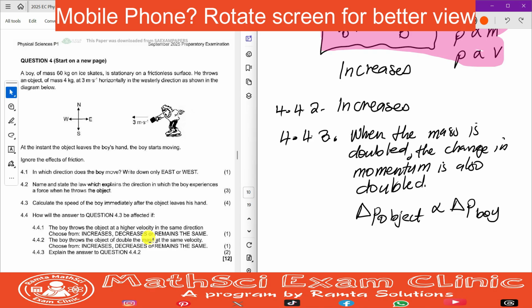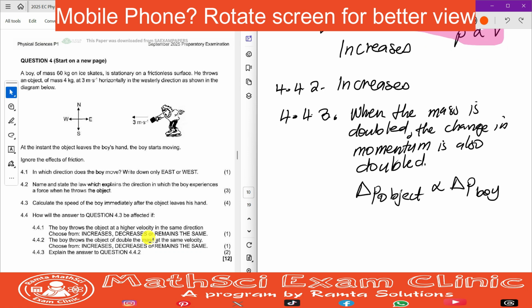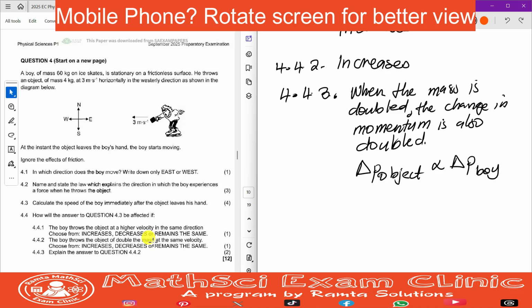Then you say change in momentum of the object is directly proportional to change in momentum of the boy. Therefore, change in velocity of the object will be directly proportional to change in velocity of the boy. Basically saying the same thing. Okay, and this is it.